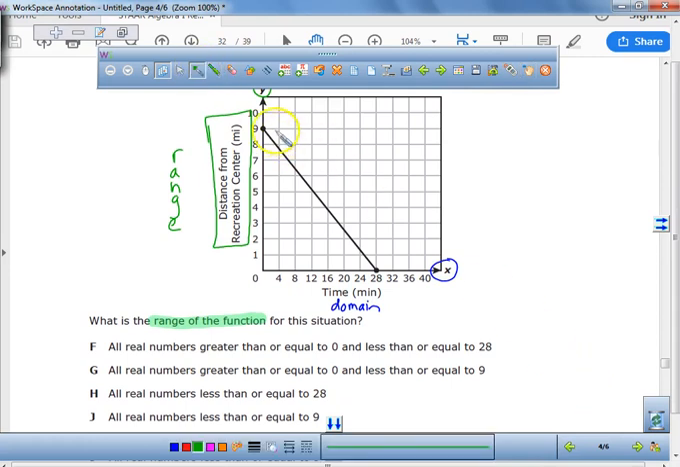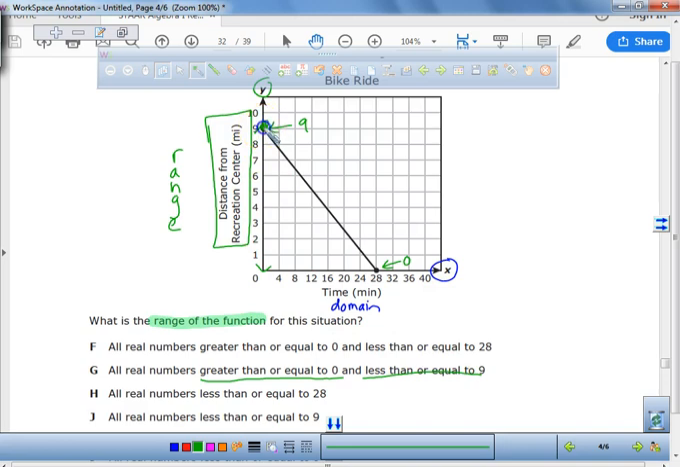So what's the greatest distance? 9. What's the least distance? 0. Remember, up and down. How high does it get? 9. How low does it get? 0. So the answer is all real numbers greater than or equal to 0 and less than or equal to 9. Between here and here. That's the range of this function.